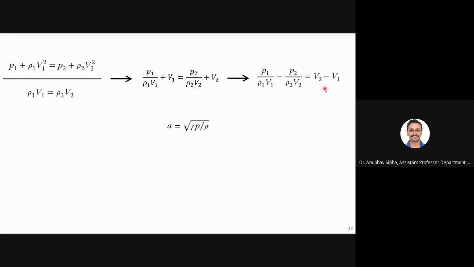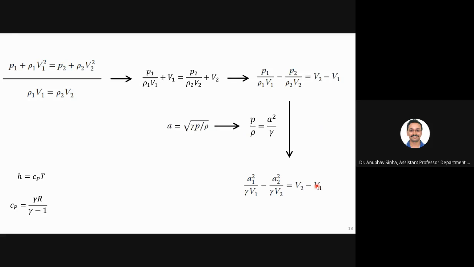Now we know that speed of sound can be written as root of gamma p by rho, or taking a square, p by rho is equal to a square by gamma. Now if I substitute this here, we have p by rho in two terms, P1 by rho 1 and P2 by rho 2. For both these terms, I will replace p by rho using a square by gamma. So I will have A1 square by gamma V1 minus A2 square by gamma V2. I am just replacing this term, and delta V is anyways there.